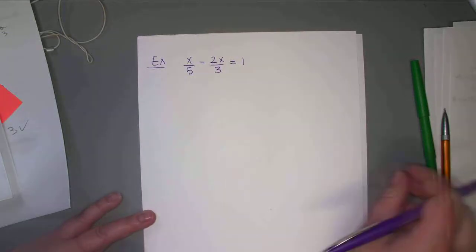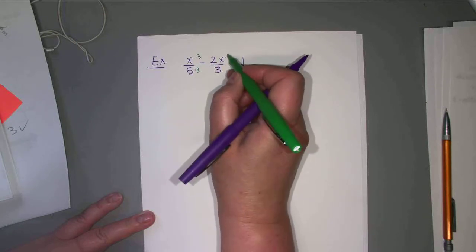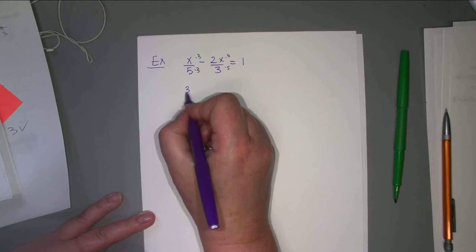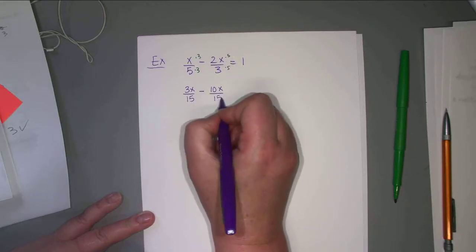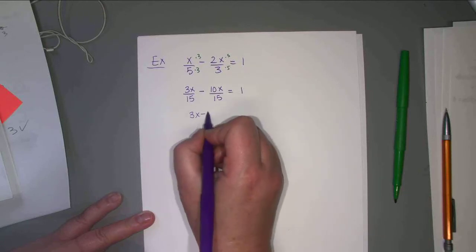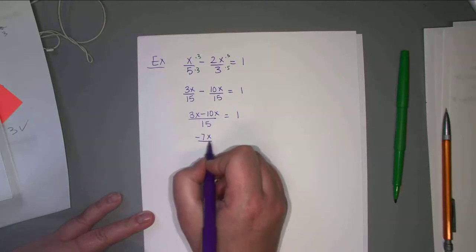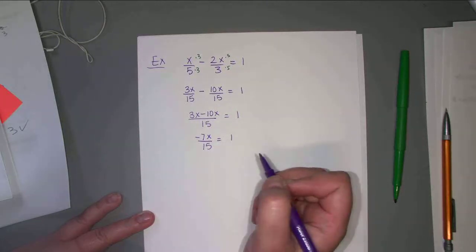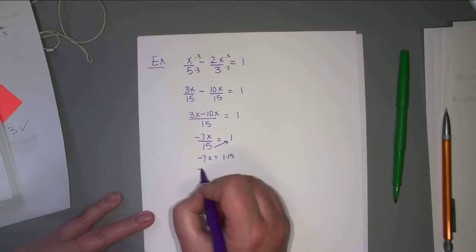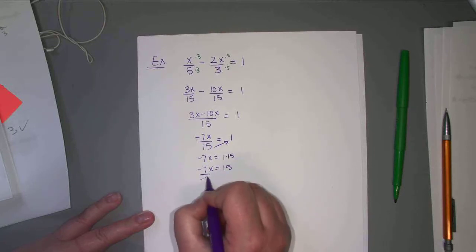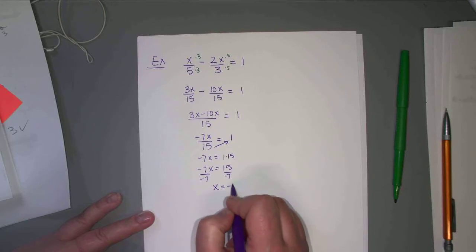Okay, so here our common denominator would be 5 times 3 is 15, so multiply this by 3 and this by 5. So we'll have 3x over 15 minus 2 times 5 is 10x over 15. Write it as one fraction. These are both x's, so they combine. And now we have one fraction equals a number. Cross multiply. Divide both sides by minus 7. And we get x is minus 15 over 7.